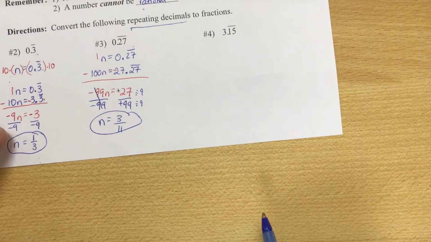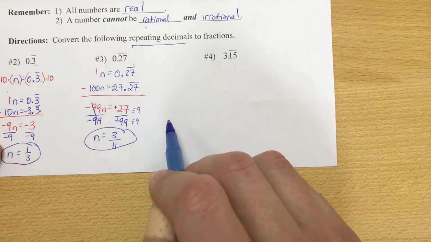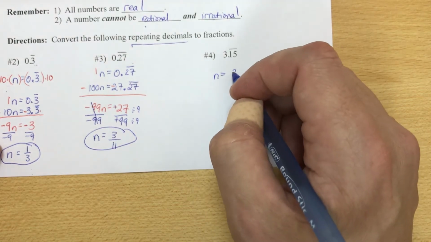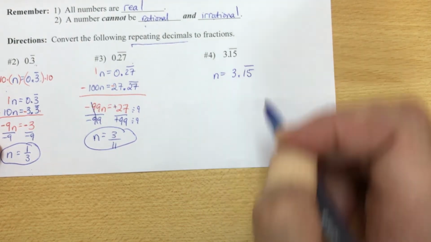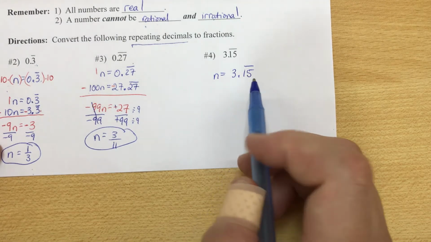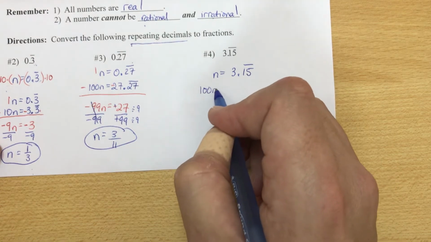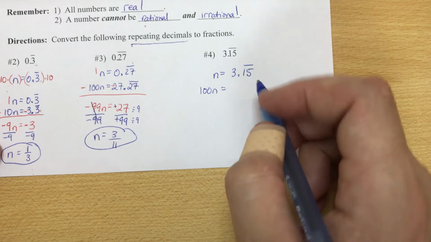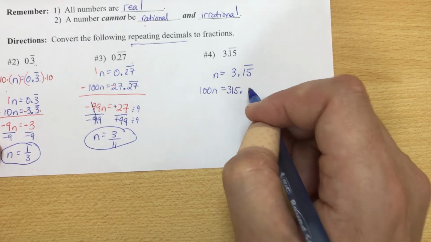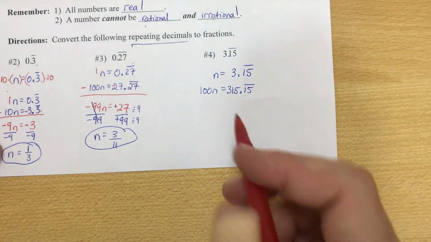Okay, and for the last one here, go ahead and pause it and see if you can figure it out. All right, well, n equals 3.15 repeating. I only care about the part that's the decimal, the repetition part. So I'm going to multiply again to move 2 places. I'm going to multiply by 100 on the left side and the right side. So this would become 315 point. The 15 repeats.